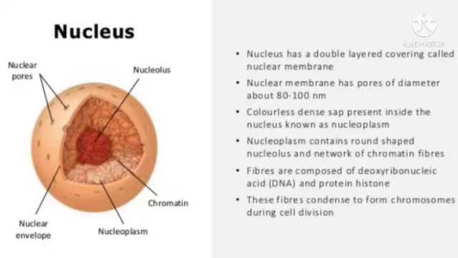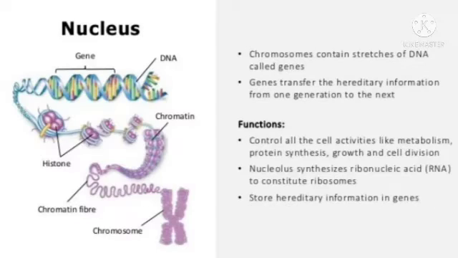Nucleus has a double layered covering called nuclear membrane. Nuclear membrane has pores of diameter about 80 to 100 nanometer. Fibers are composed of deoxyribonucleic acid and protein histone. These fibers condense to form chromosomes during cell division. Chromosomes contain stretches of DNA called genes. Genes transfer the hereditary information from one generation to the next.